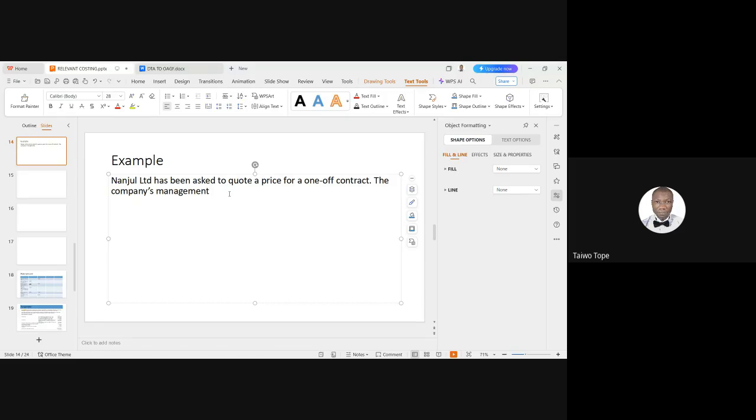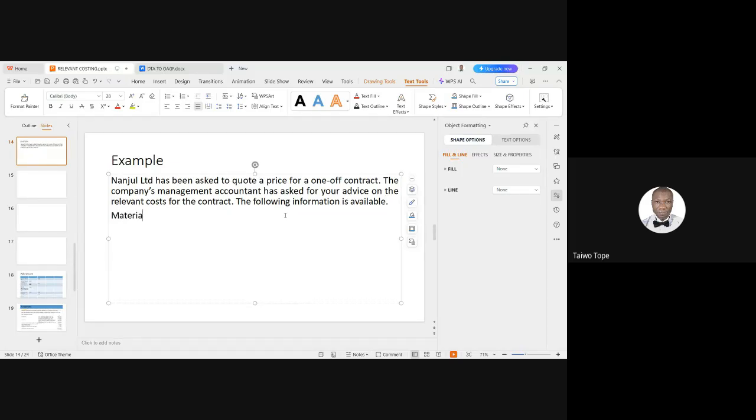Nanjo Limited has been asked to quote a price for a one-off contract. The company's management accountant has asked for your advice on the relevant costs for the contracts. The following information is available.